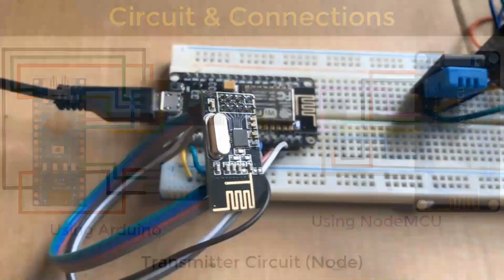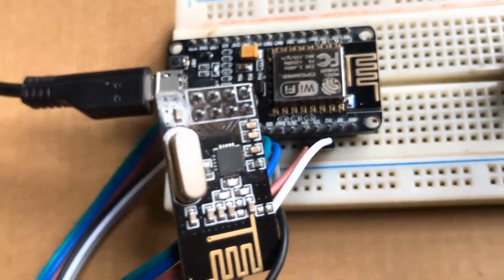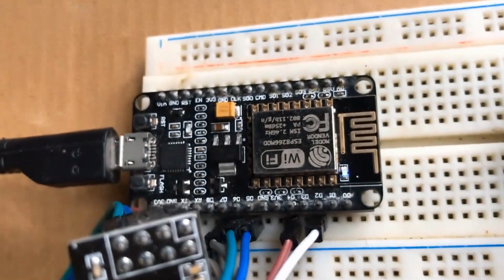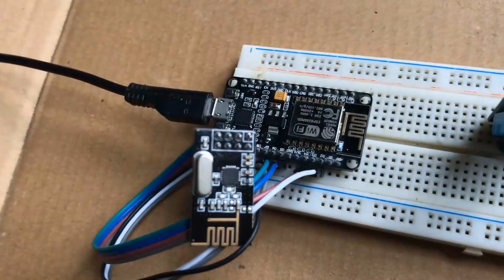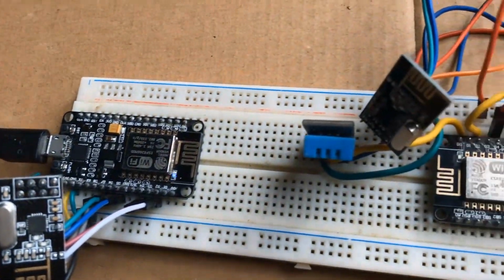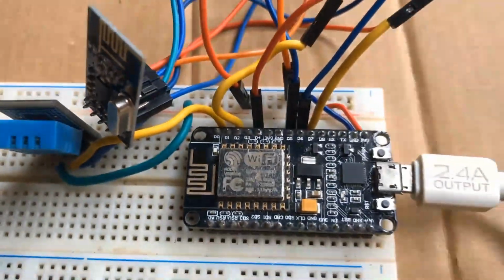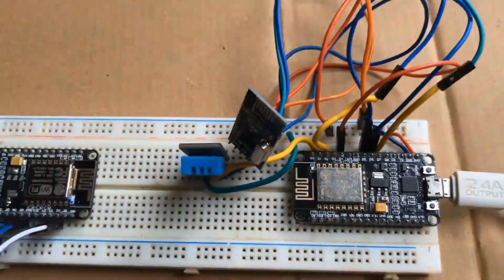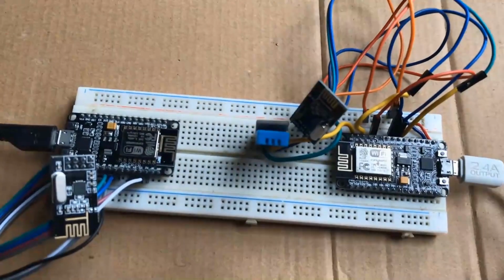So here is the circuit assembly. This is how I have assembled the transmitter circuit. Sorry, this is the receiver circuit or the gateway. And here is the transmitter circuit. The transmitter circuit has NRF24 and the sensor, that is DHT11. So we'll make a communication between both NRF24.